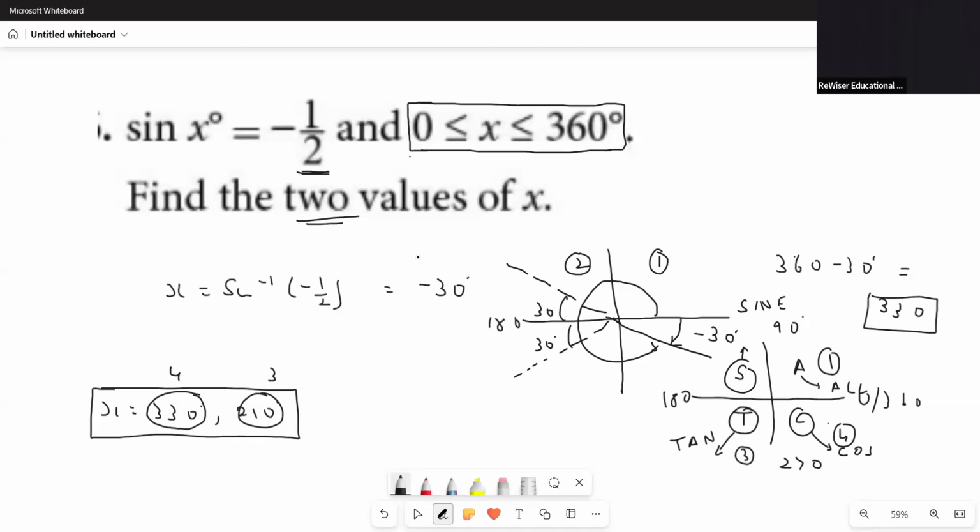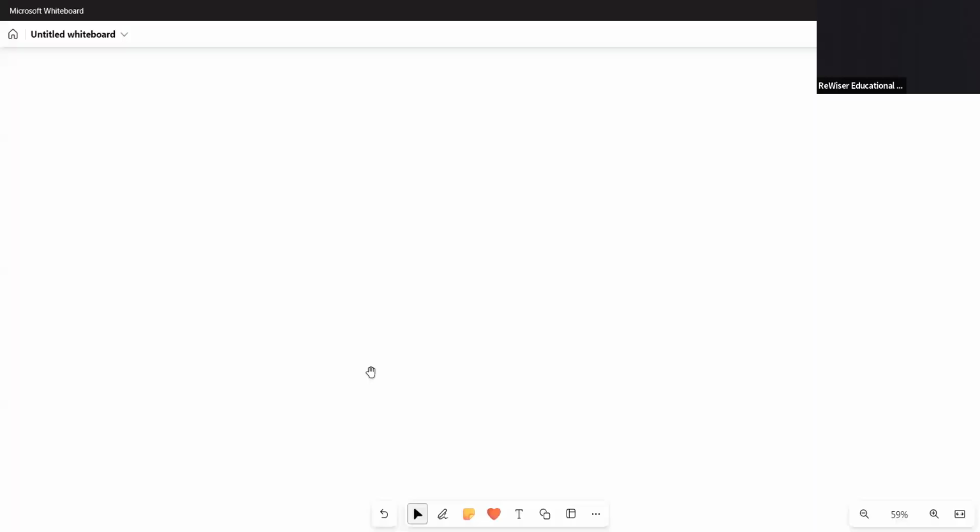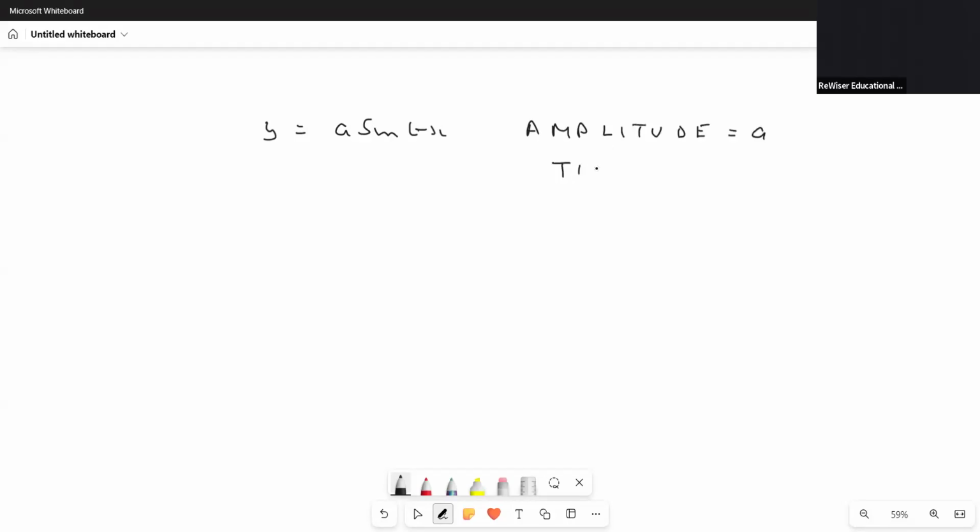Final part that we need to discuss is the graph of sine and cosine functions. Please remember that any generic sine or cosine function is written as A sin bx. If I talk about the amplitude of it, that's equal to A. And if I talk about the time period, that's equal to T equals 2 pi over B.